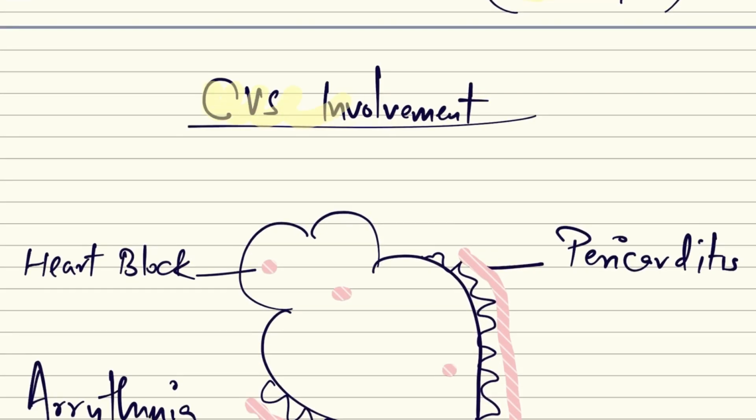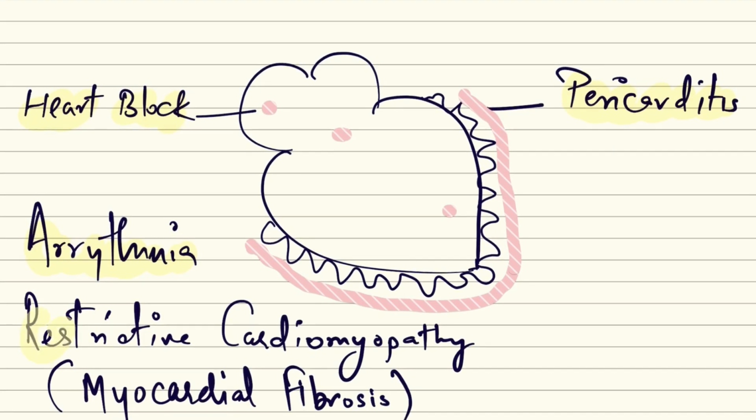Now about the cardiovascular system involvement in systemic sclerosis, these include pericarditis, heart blocks, arrhythmias, and restrictive cardiomyopathies, which occur because of myocardial fibrosis. So this is about the cardiovascular involvement in systemic sclerosis.